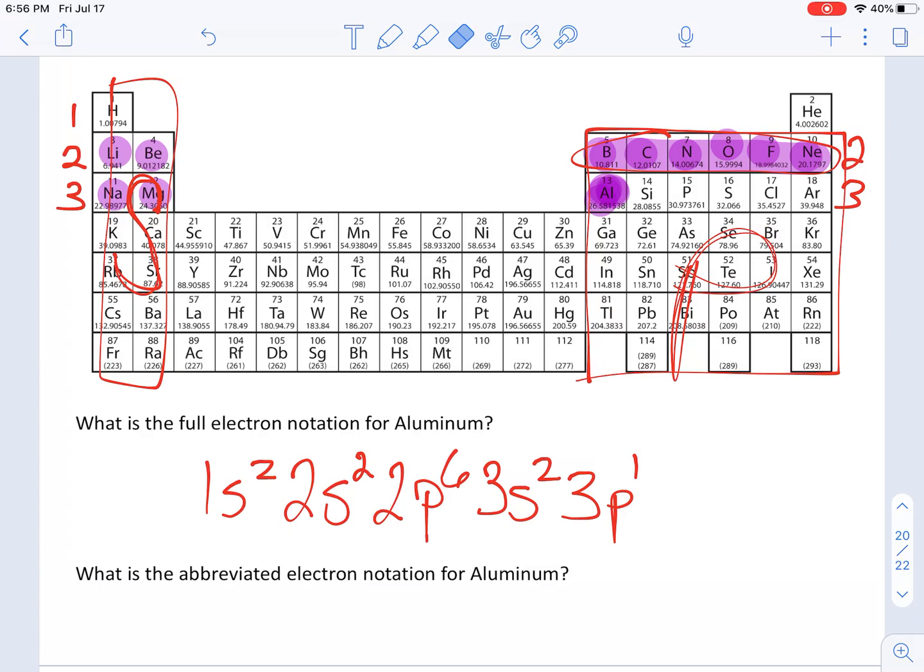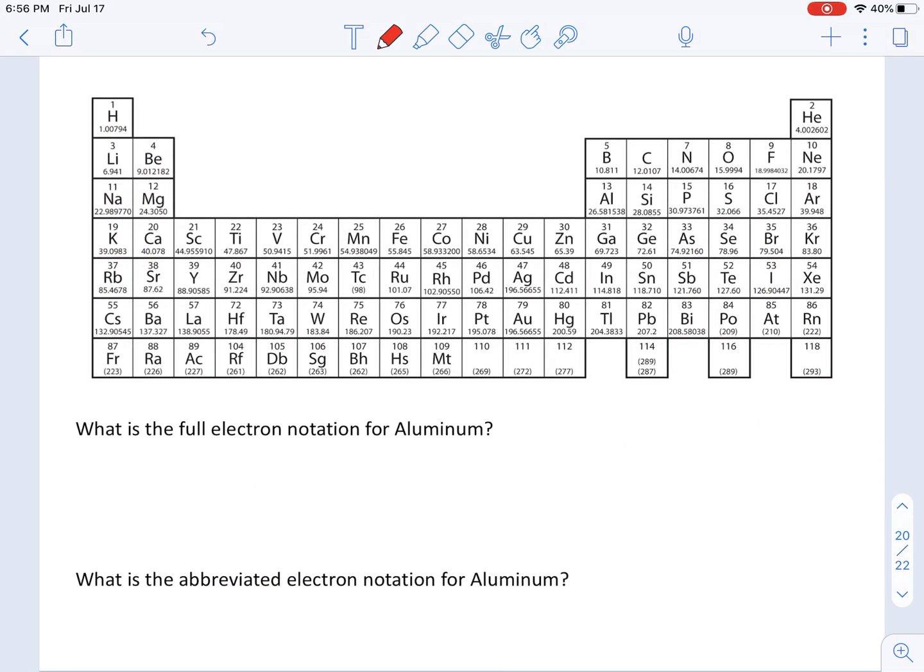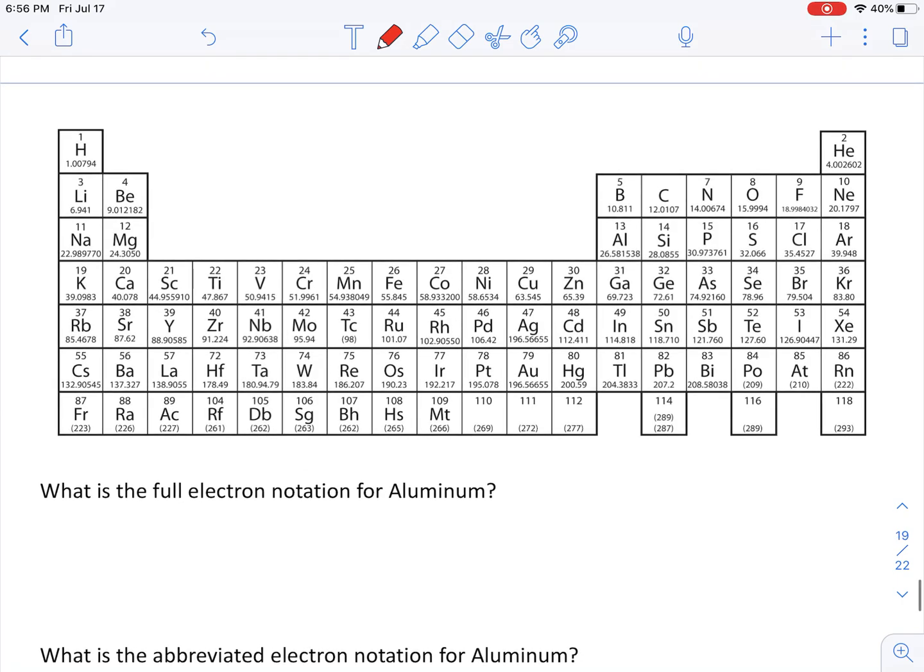Now, one of the things that you can do to shorten it up is you can do what's called the noble gas or the abbreviated electron notation. So this is sometimes called the noble gas notation. So all you do on the noble gas notation is you just do a little shortcut, because remember, the whole point of the noble gases is that they are stable. So they kind of give you a safety zone.